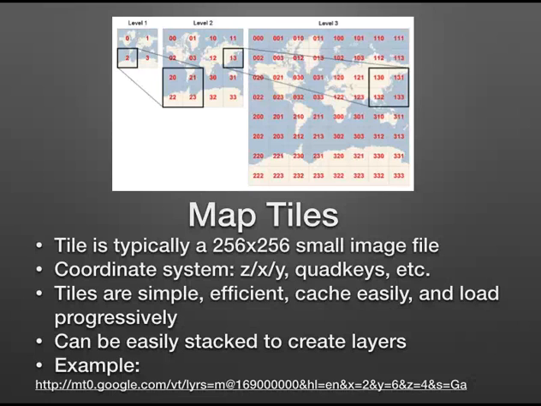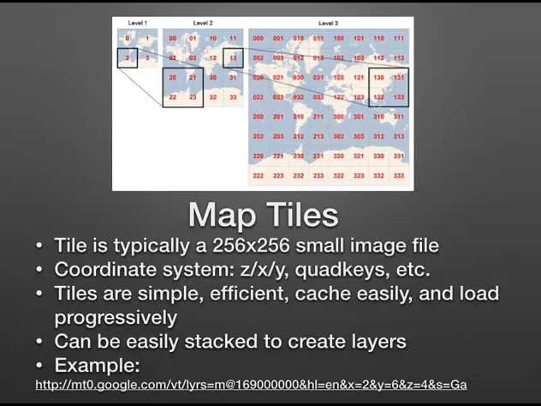So they typically use some sort of coordinate system to identify each tile. So a popular coordinate system is the ZXY. So the Z is the zoom level, and of course the X and Y coordinates of that tile. Bing uses something slightly different called a quad key, but it's a similar concept, a way to identify each tile.